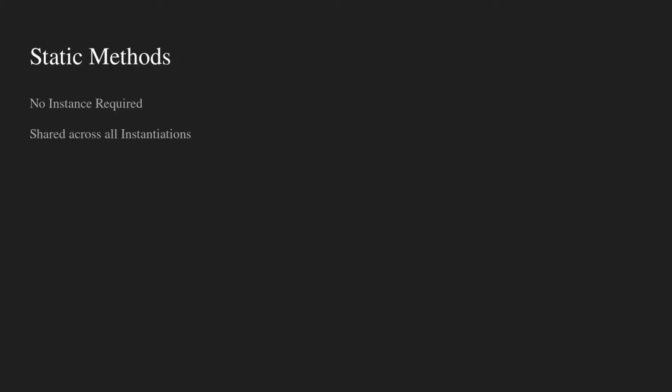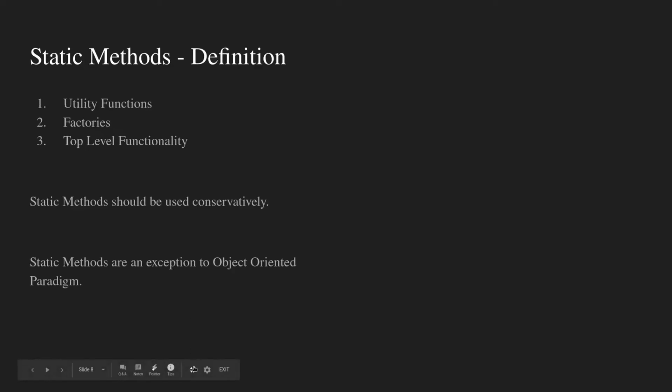A static method is really hard to define, so I'll do my best. But a static method has no instance required. Again, it is shared across all instantiations. And static methods are used in many different places. You can use them in functions that you have to use in many places, like a utility function to convert from a comma-separated file to a tab-separated file. You could make static functions create new instantiations of a class, or you could use them as top-level functionality.